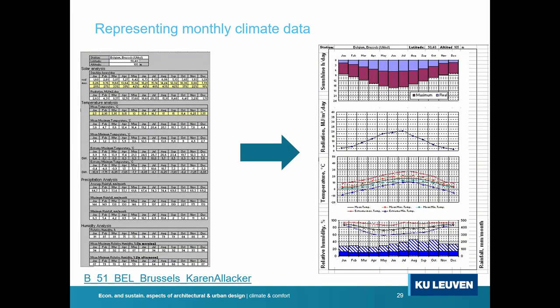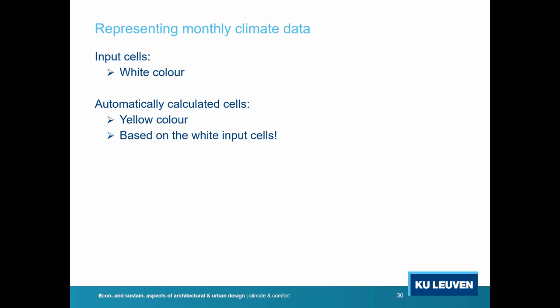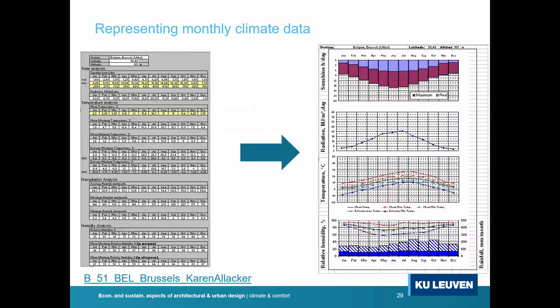So the input is what you need to do. I will show you directly how to do it, and this is what will come automatically out of the Excel file. So you don't need to draft anything yourself. It will automatically be generated. So you see here different colors. The gray ones, you can't fill in anything. The white ones are the cells where you need to input something. The yellow ones are automatically calculated. So don't touch the yellow ones, just fill in the white ones.